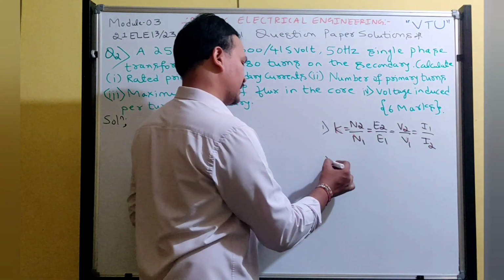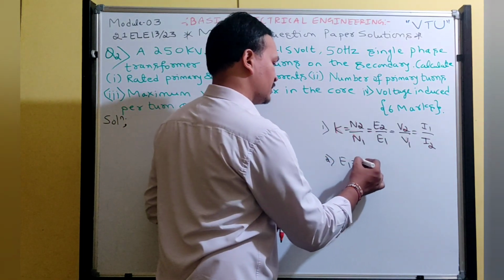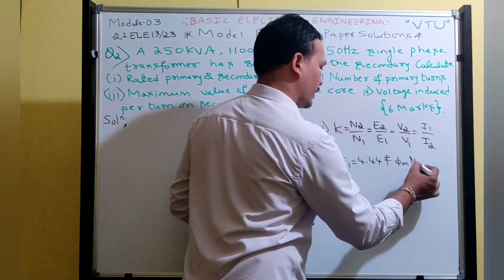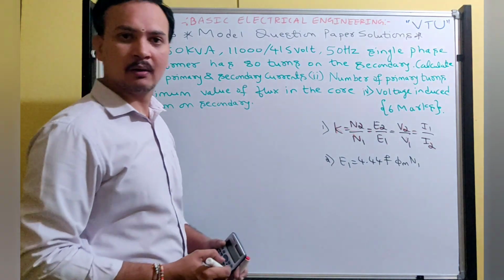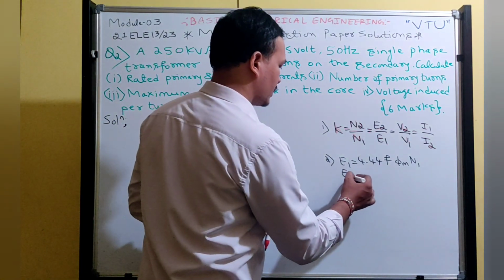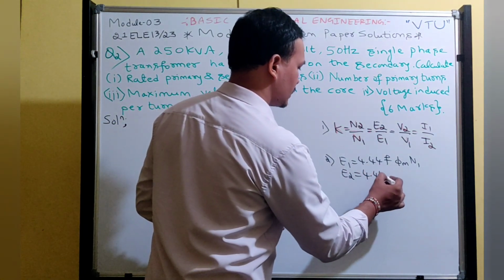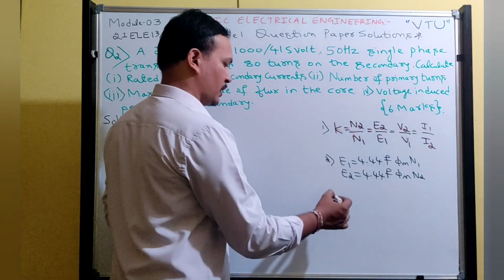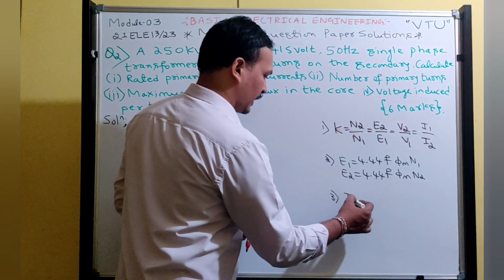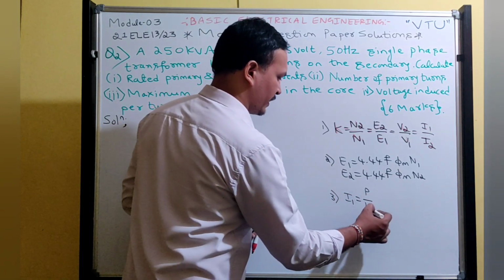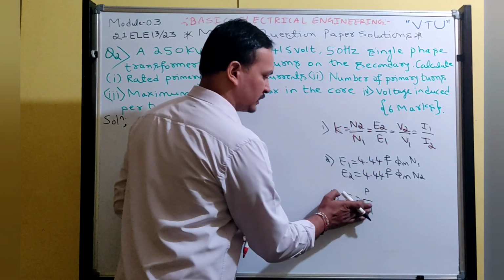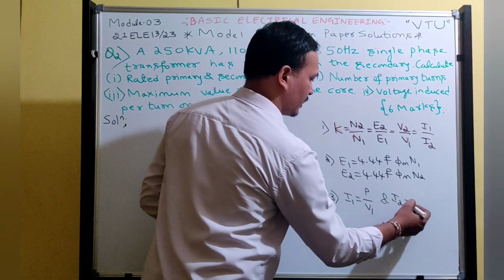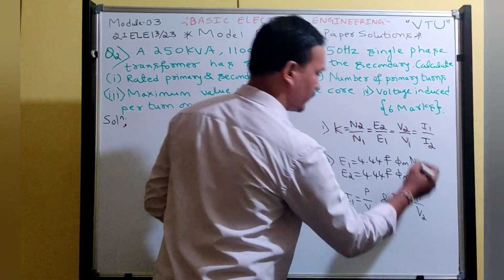Okay. Next, the second one: EMF induced in primary is 4.44 f phi m N1. N1 is the primary turns, and you take the primary voltage. Similarly, EMF induced in secondary is 4.44 f phi m N2. This formula you must remember. Next is the rated primary current, power divided by E1, otherwise power divided by V1. And rated secondary current is power divided by V2.